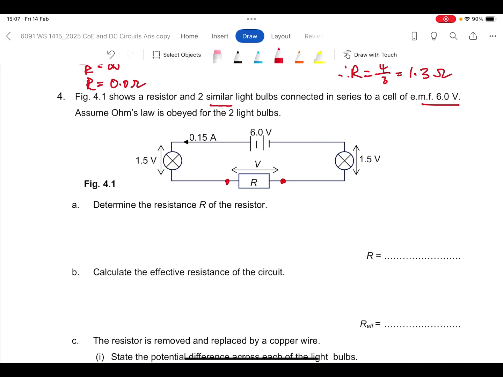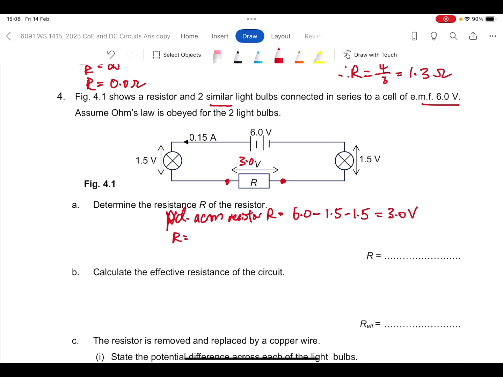We know that in a series circuit, V is equal to V1 plus V2. So the potential difference across the resistor R, maybe I'll write it out. PD across resistor R is equal to the EMF 6.0 minus the potential differences of the two bulbs, which will give you 3 volts. Once we know that this is 3 volts, then we can find the resistance of R.